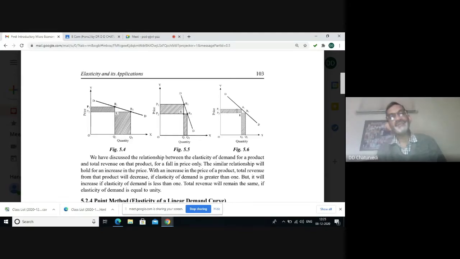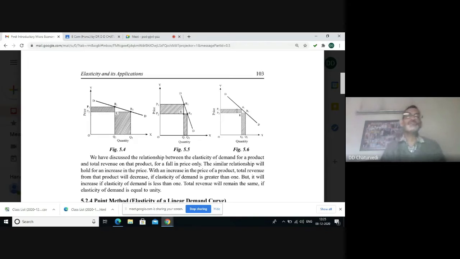In figure 5.4, what we find here, the proportionate change in price is less, but the proportionate change in quantity demanded is more. So increase in total revenue or expenditure because of increase in quantity shown by the shaded area is more than the decrease in total expenditure because of decrease in the price. So overall, there is rise in total revenue or expenditure. This is a case of elastic demand.